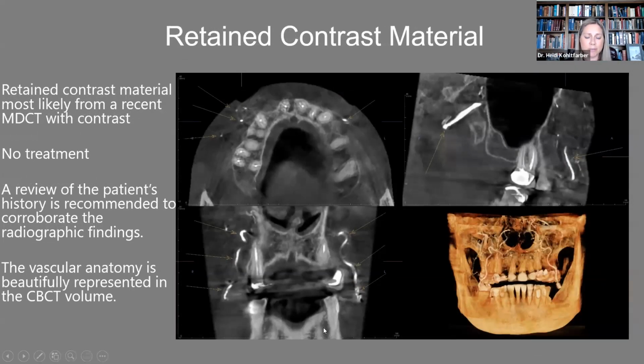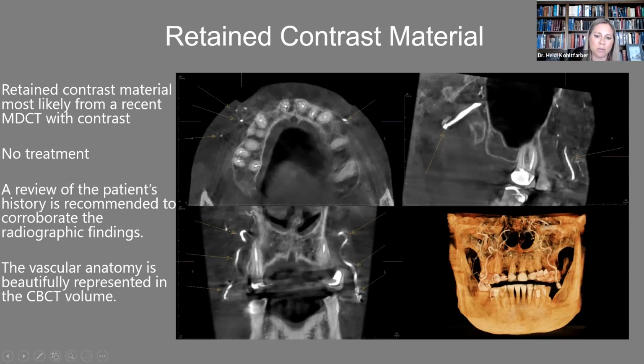This was an interesting case. This patient came in and we see these metallic hyperdensities everywhere. In fact, if you look at it on our 3D volume, you can see it's all over the place, and it follows the vascular supply. So this was a particular case in which the patient had gone in the morning to have a CT with contrast. The contrast had not completely washed out of the small vessels of the facial region. And when imaging was done to look for bone levels for implant treatment planning, this is what they found on their CBCT.